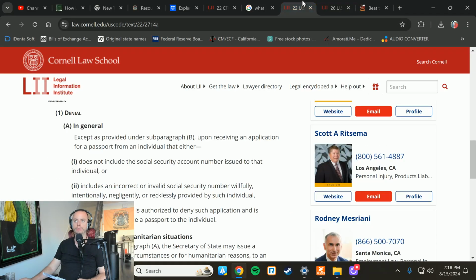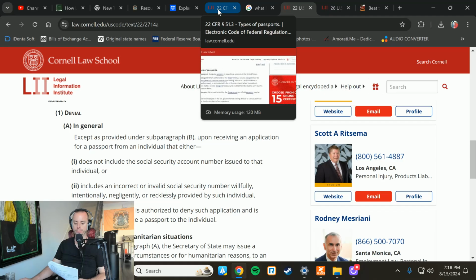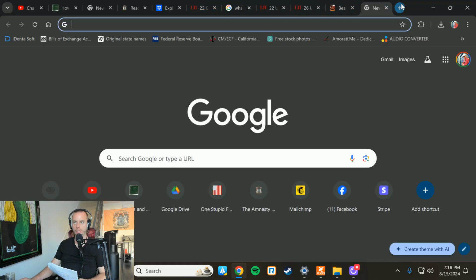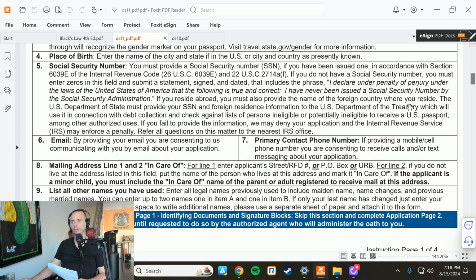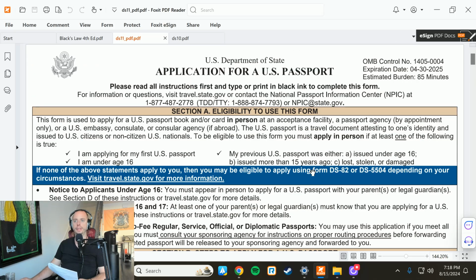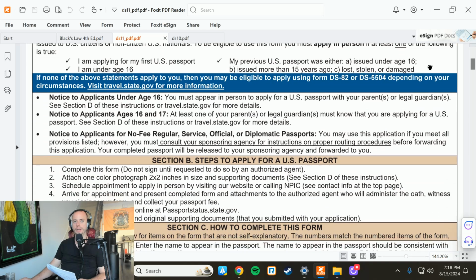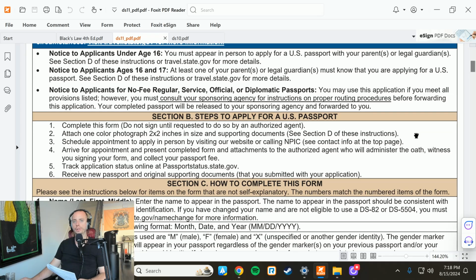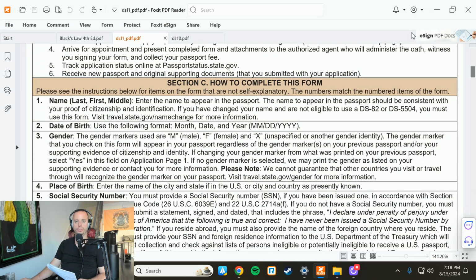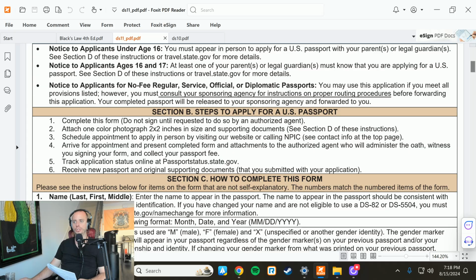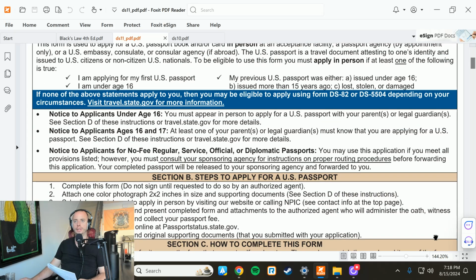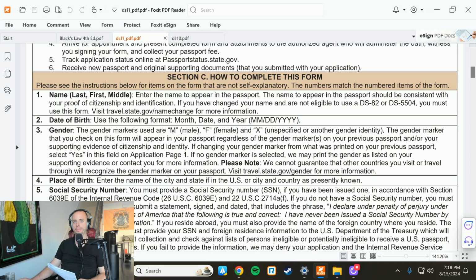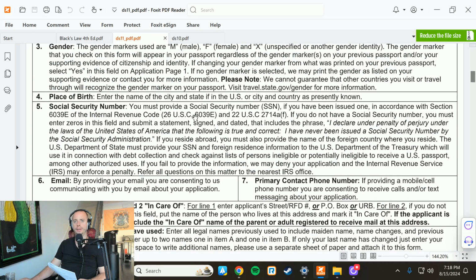The first thing we're going to go over is the DS11 passport application form. We're going to cover this in great detail. You can see right at the top of the DS11, U.S. citizens or non-citizen nationals. Going down, we're talking about the Social Security number. I've heard a lot of people tell me that they've tried to not put the Social Security number and they can't. So we have here Social Security number.